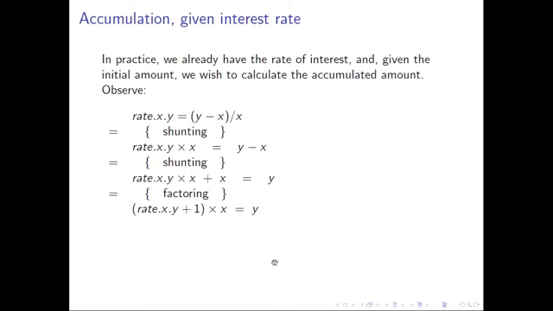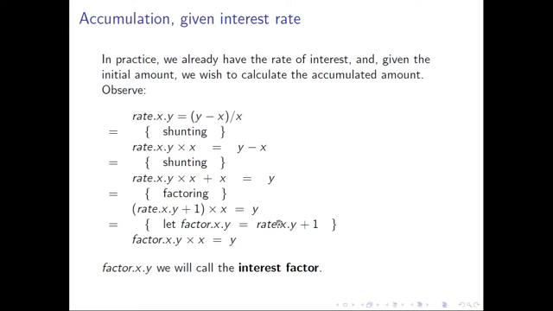Now, if we factor the left-hand side, because we've got X here and we've got X here, if we factor out that X, we get rate of X of Y plus 1, times X, equals Y. Now, we will call the expression rate of X of Y plus 1 factor of X of Y. And so, our final expression will be factor of X of Y times X equals Y.